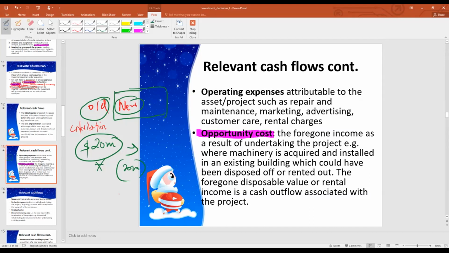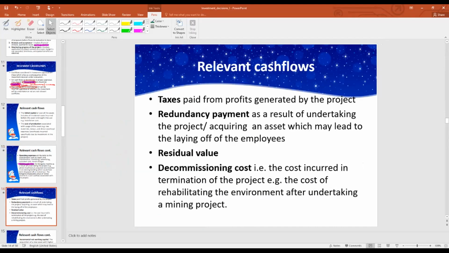So that's on relevant cash flow. Then you have the tax you pay if you make profit. Don't forget you have to pay tax. So tax you pay on the profit that you have earned.